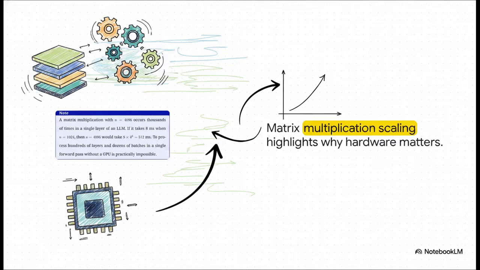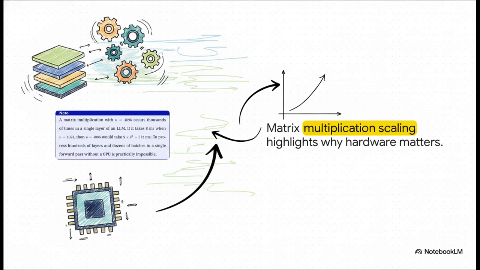Now, let's talk about the hardware reality, which is explicitly called out. Say, a matrix multiplication of size 1024 takes 8 milliseconds on your machine. If you do the exact same math for a matrix size of 4096, it scales up cubically. It suddenly takes 512 milliseconds.